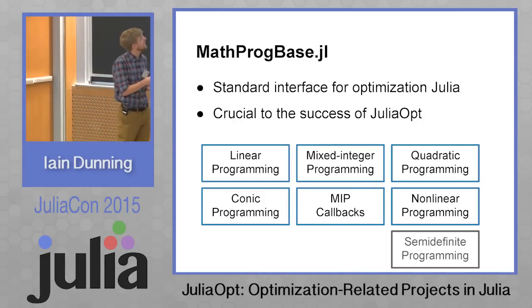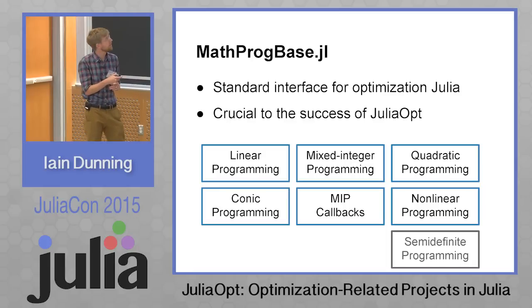So I want to get back to MathProgBase, which was the interface to all these solvers that JuMP and Convex both go through. So JuMP and Convex do not concern themselves with the details of any particular solver. You can swap out the solvers and JuMP doesn't care. And it does this by using the MathProgBase standard interface for optimization.